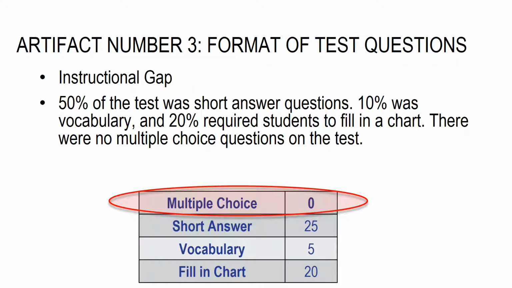In her artifact number 3, we looked at the types of questions that were on this chapter 10 test, and pointed out that multiple choice was lacking in that there was a lot of short answer, vocabulary, and fill-in charts, but very few multiple choice in her format of the test questions.